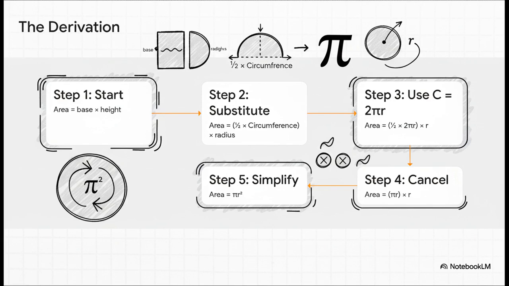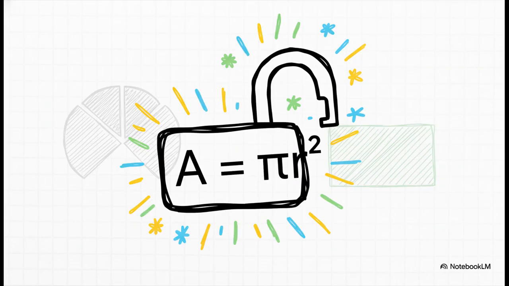Next, we replace circumference with its own formula, 2 pi r. Now look at this. The half and the 2 cancel each other out perfectly, which leaves us with pi times r times another r. And that simplifies to our final answer. And there it is. A equals pi r squared. See? It's not magic at all. It's just a logical result of slicing up a shape and seeing it in a completely new way.